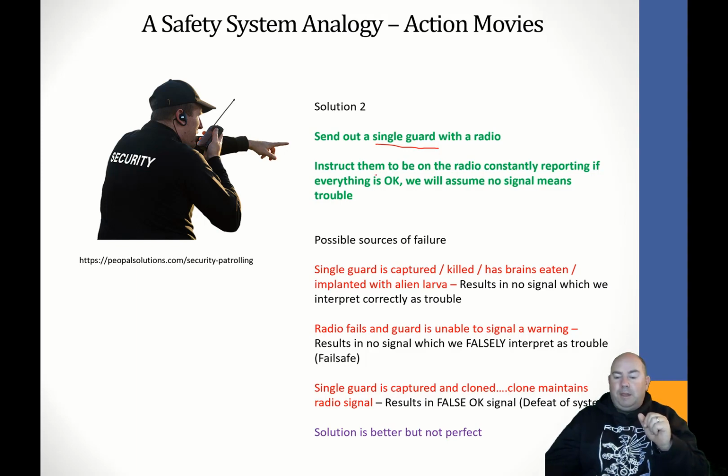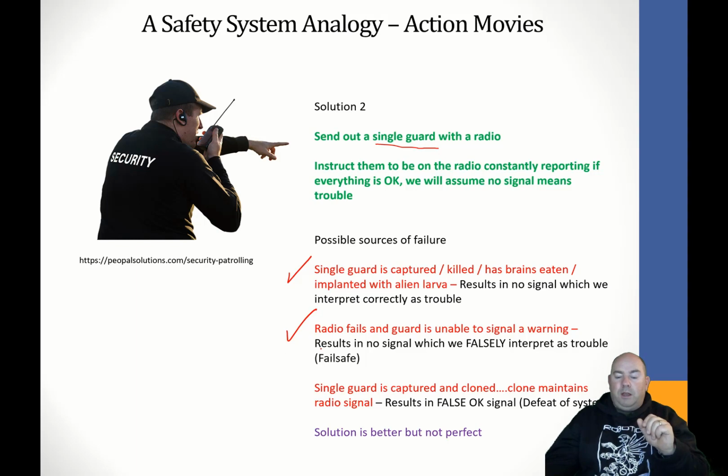So in this case, he gets captured or killed or whatever. This is going to result in no signal. We're going to know that that is trouble. We will interpret that correctly as trouble. If his radio were to fail, we will also interpret that as trouble. But this is the opposite situation we had before. Before, if the radio failed, we would interpret that as being okay. Now we will interpret that as being trouble, which is a better way to fail than the other situation.